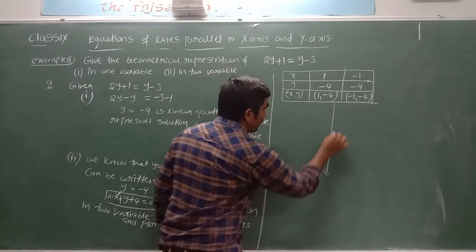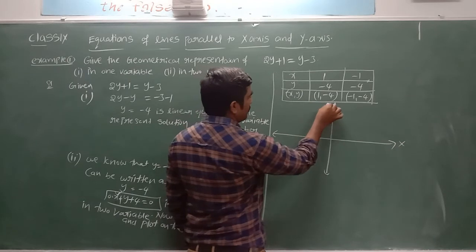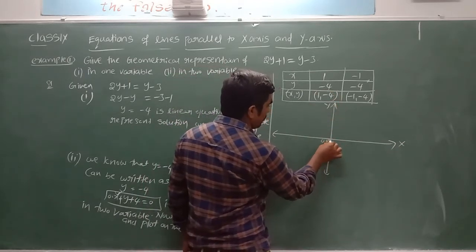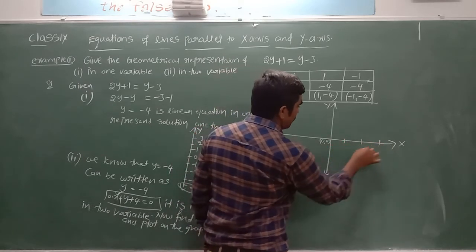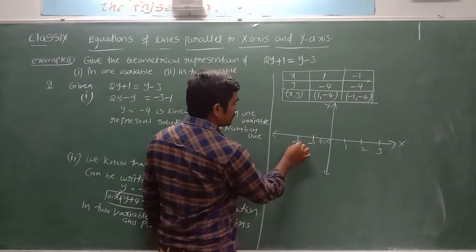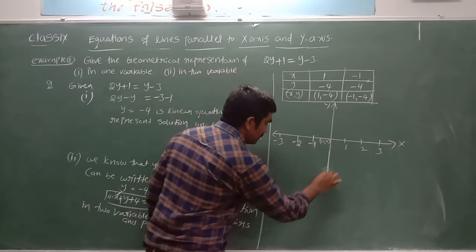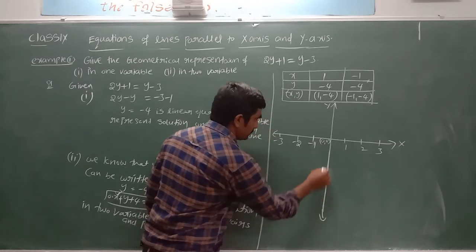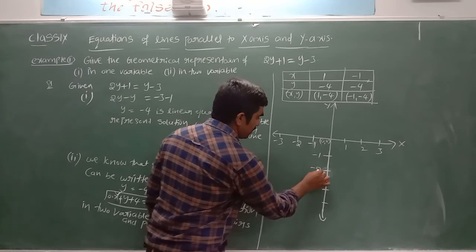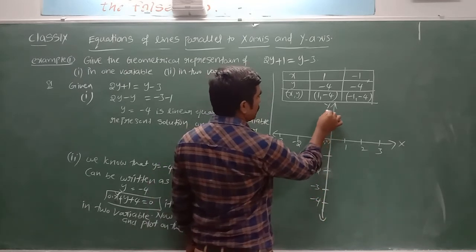So let me take a horizontal line, the x-axis, and the vertical line is the y-axis. Let me take the intersecting point, the origin, 0, 0. On the x-axis we take 1, 2, 3, and here -1, -2, -3. On the y-axis we take -1, -2, -3, -4, and here 1, 2.